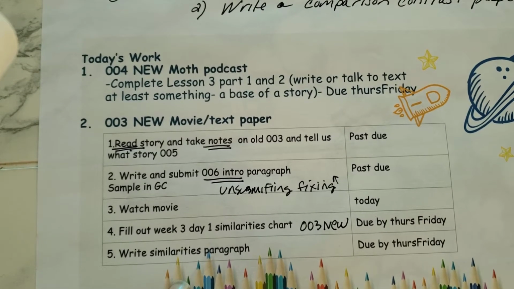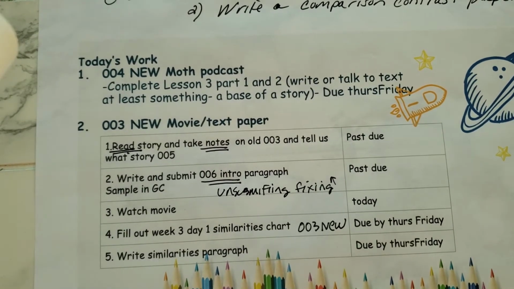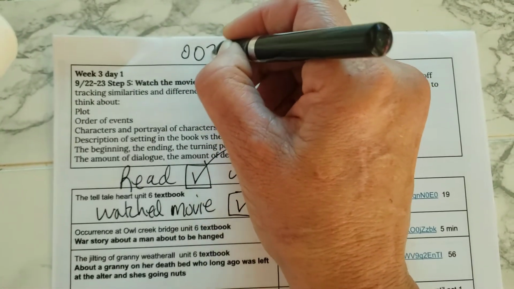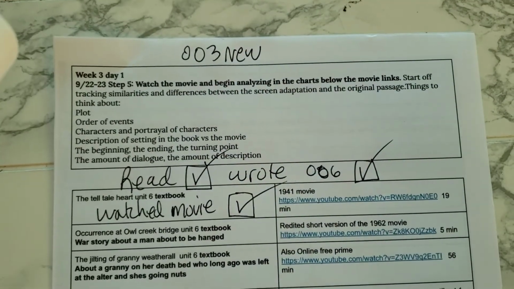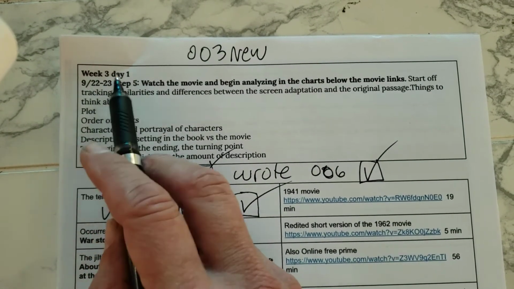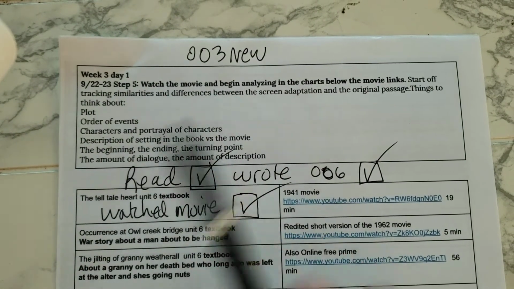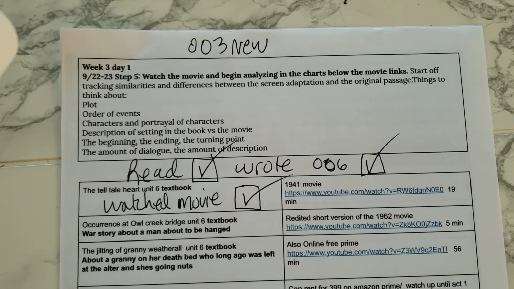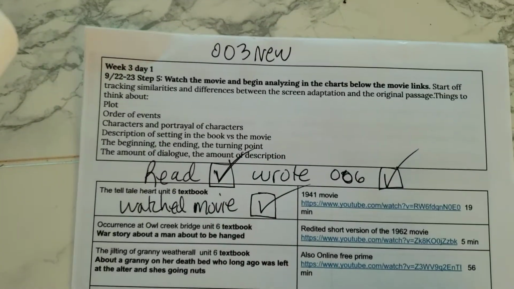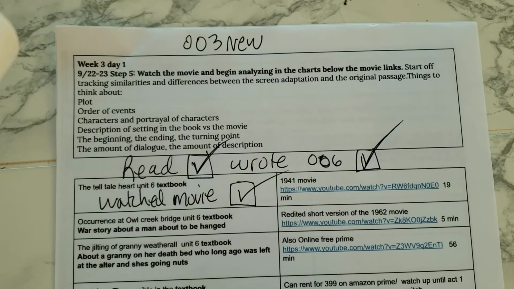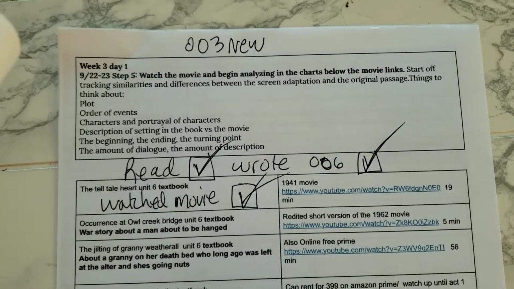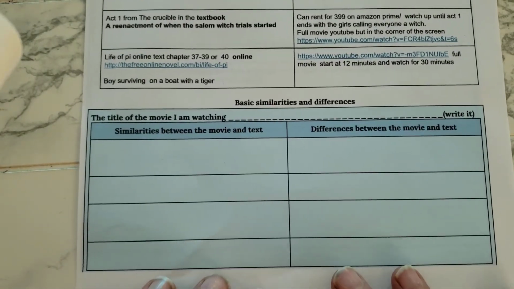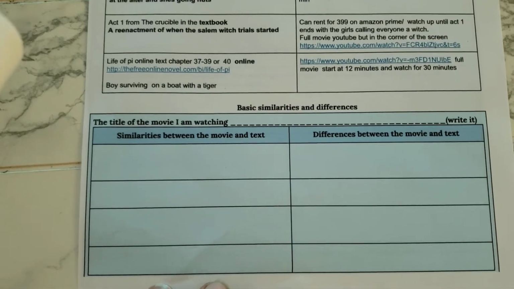Okay? So, I'm moving now to 003 new, starting week 3. And we've got week 3, day 1. Watch the movie and begin analyzing it in the charts below. All right? So, number 1, you've read it. Number 2, you've written 006. Number 3, you've watched the movie. And while you watch the movie, hopefully you were able to come up with some basic similarities and differences.